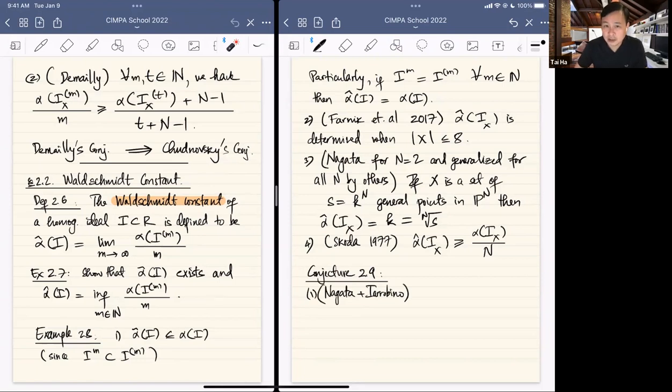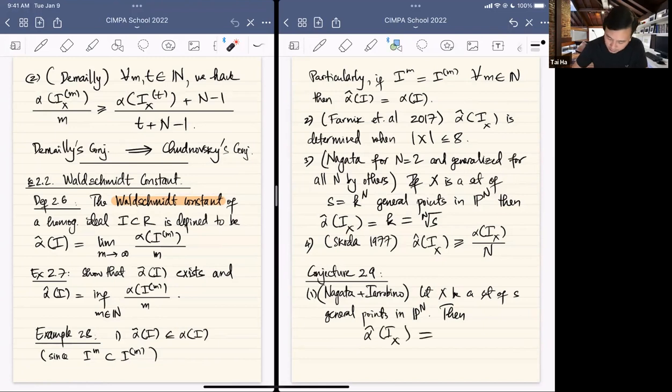Urobino also call this Nagata's conjecture. So generally people call it Nagata's conjecture. Let X be a set of S general points in P^n, then the Waldschmidt constant of I_X is the same as the nth root of S.